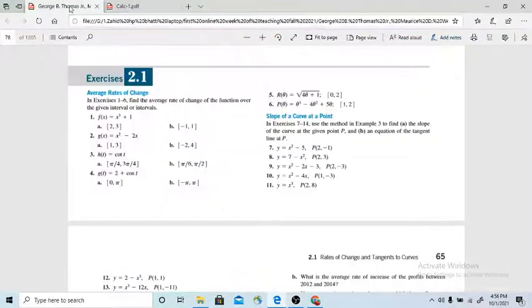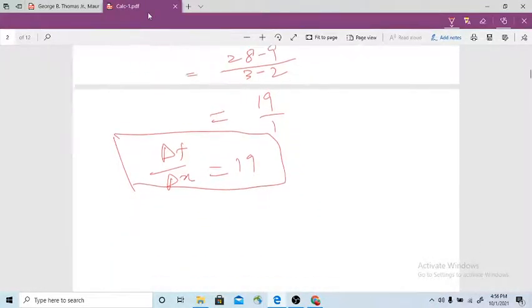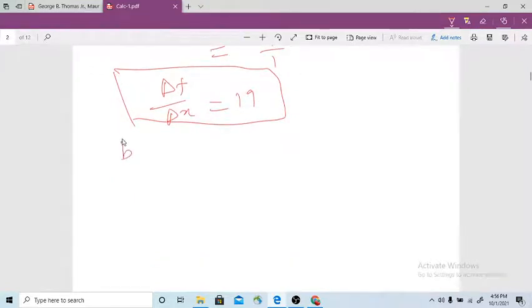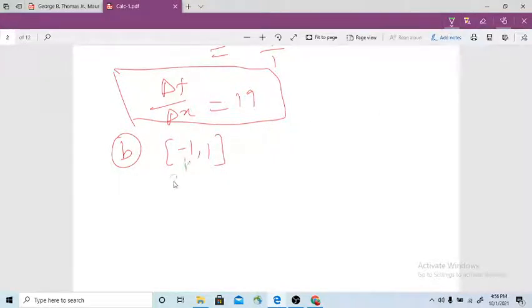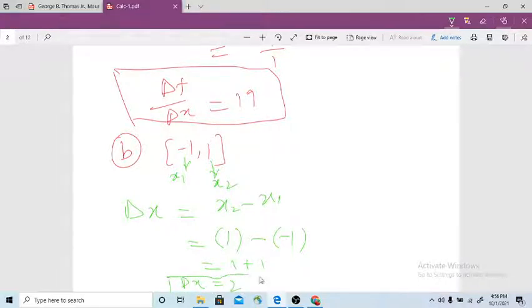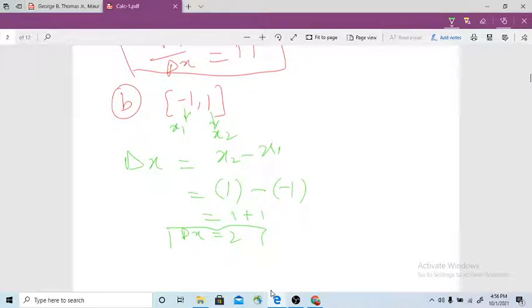Then we have to solve part B. Part B is when the interval is -1 to 1. Here this is x1, this is x2. So delta x will be equal to x2 minus x1. x2 is 1 minus -1, so 1 plus 1, obviously it is 2. Delta x is 2. Fine, we have found that out.